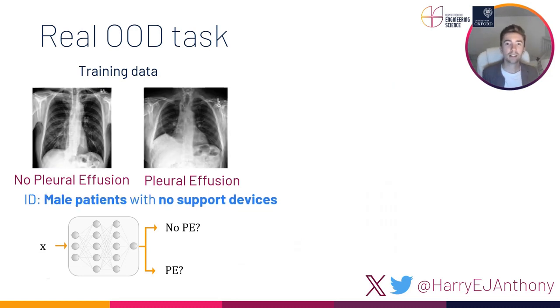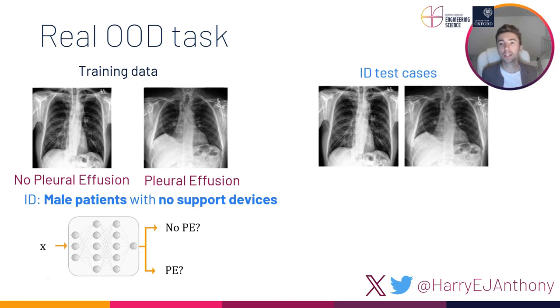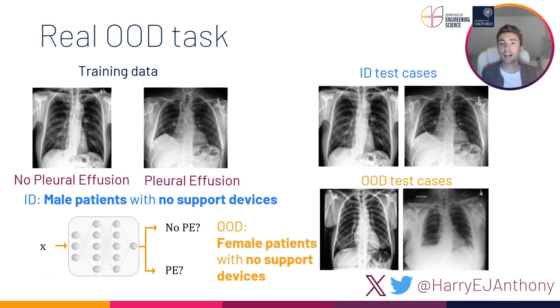For our second task, we trained a model on the same pleural effusion task, but only using scans of male patients with no support devices. Using 5-fold cross-validation for our ID test cases, we then used female patients with no support devices as our out-of-distribution test set.